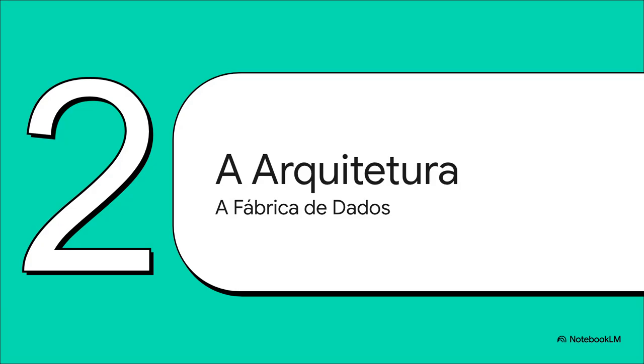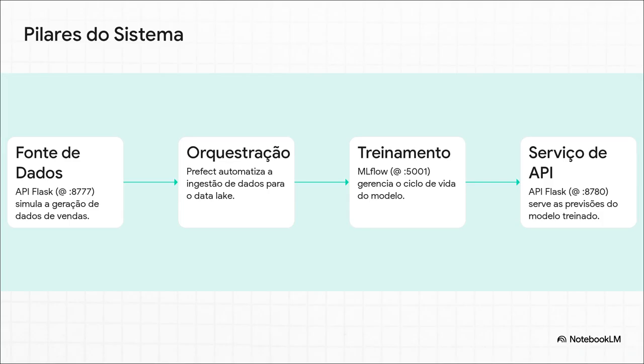Okay, so now we get to the engineering. To build this data factory, you need a solid ecosystem of tools. Each part has a very specific job, but they all need to work together in perfect harmony. Let's look under the hood. This right here is the backbone of the entire system. You've got four main pillars.